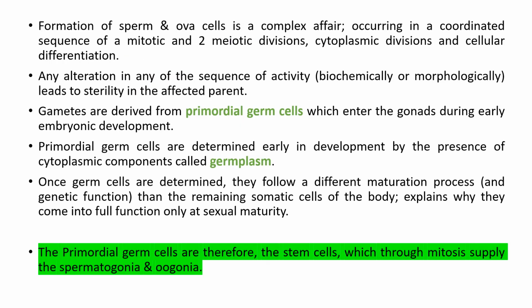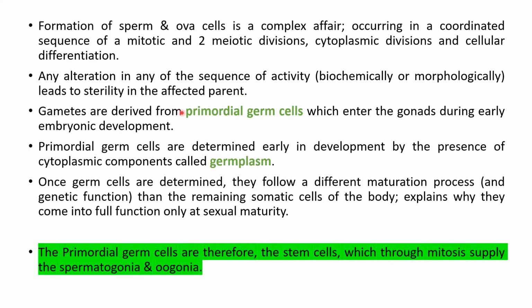So the formation of sperm and egg cells is a complex affair occurring in a coordinated sequence of one mitotic and two meiotic divisions, cytoplasmic divisions, and cellular differentiations. Any change in any of the sequence of activity, be it biochemically or morphologically, can lead to sterility in the affected parent.